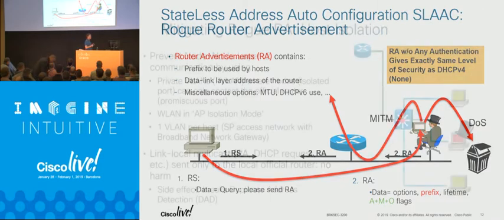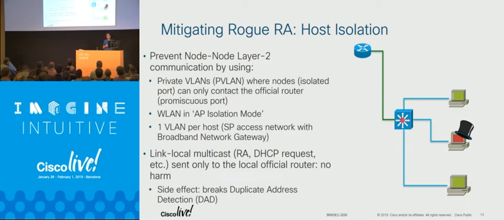Okay, how can we defend against it? First one, what we call host isolation. This one works all the time. We simply prevent, by using private VLAN, or if you have a Wi-Fi access point, what you call isolation mode, any two nodes in the same LAN from talking to each other. They can only talk to the router, and that's enforced at layer 2. So now we have the router on the top. We know where it is, on which port, and we know the other ports are only clients. So we can configure them accordingly.